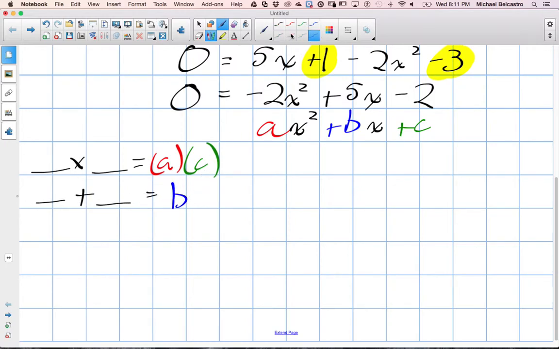Okay? So for us, what that means is we're going to look for two terms that multiply to, our a term is negative 2, and our c term is negative 2. So negative 2 times negative 2 is positive 4. So we're looking for two terms that multiply to 4, and those same two terms have to add up to our b value, which is 5.